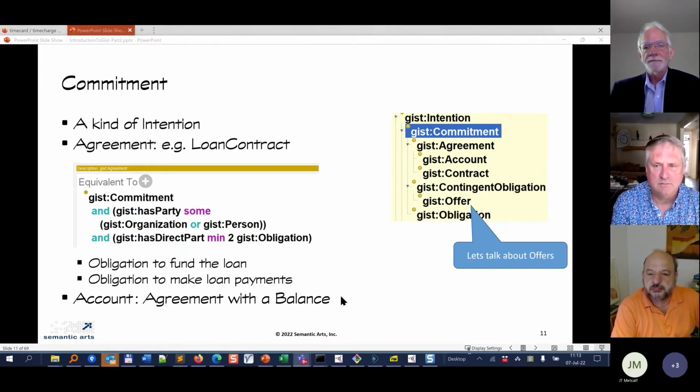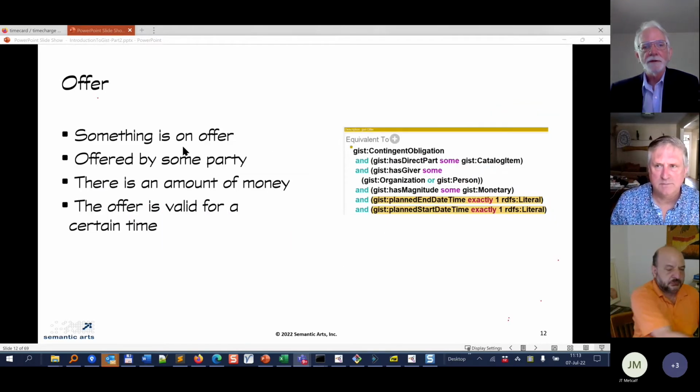Now, another really important thing is offers. Let's talk about offers. There's something that is on offer, right? So we talk about a catalog item. That's the thing you're going to sell. So I'll sell you a brand new iPhone 14 Pro Max with X amount of storage and that color or whatever. So that's the thing that's on offer. We call that a catalog item. Who's offering it? Well, we have a property called hasGiver. It's the one who's providing something. And so who's offering the thing? Either an organization or a person.